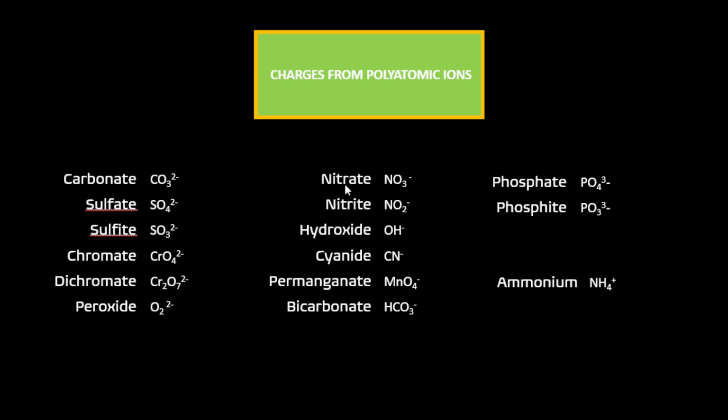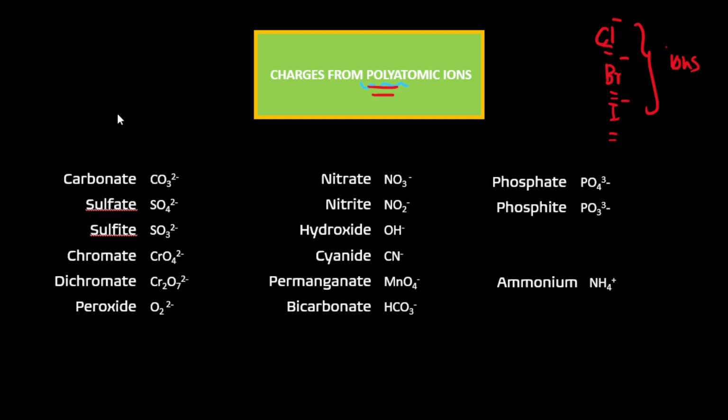And we've also got nitrate, nitrite, hydroxide, cyanide, permanganate, bicarbonate, phosphate, phosphite, and the only positive polyatomic ion, NH4+. Now, what is a polyatomic ion, you might be wondering? It's very simple. Cl-, Br-, I- are all ions, but they only have one type of atom in their ion. But poly means more than one or many. If you look at CO3 2-, it involves C and O, so it's more than one. That's why it's called a polyatomic ion: an ion with more than one atom.